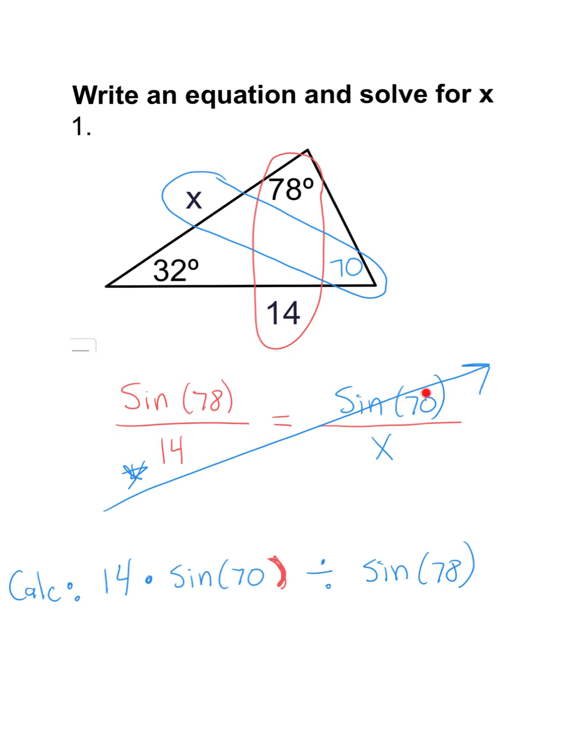14 times the sine of 70, end that parentheses, so you stop this sine or hit enter right here, and then this times this, and then finally you divide it by the sine of 78. All right, punch that in real quick, and you should have gotten 13.45.